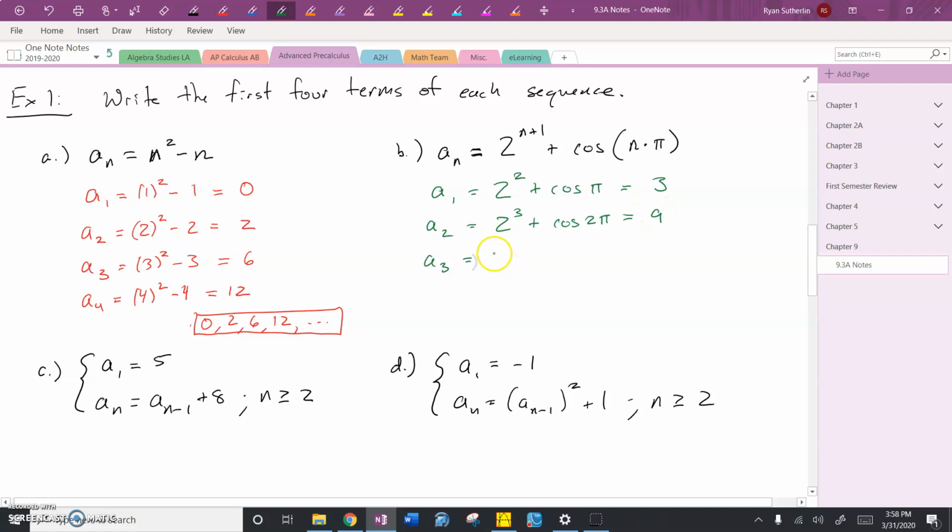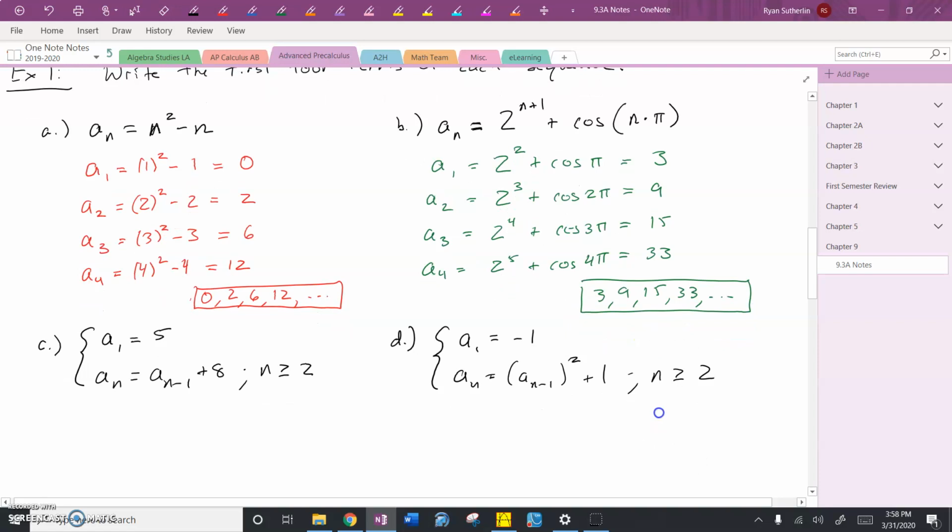A sub 3 would be 2 to the fourth plus cosine of 3 pi. So that would be 16 minus 1, which is 15. And then a sub 4 would be 2 to the fifth plus cosine of 4 pi. So that would be 32 plus 1 is 33. So your first 4 terms would be 3, 9, 15, 33, and that would continue on.